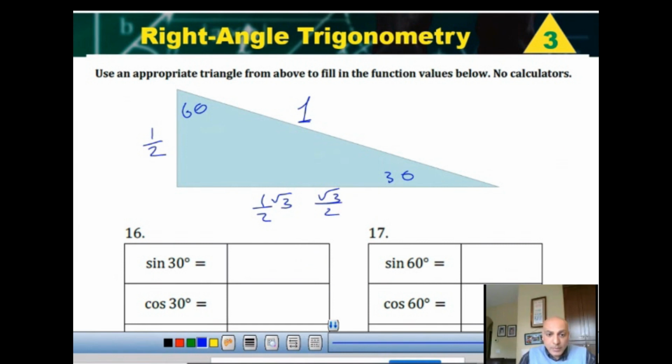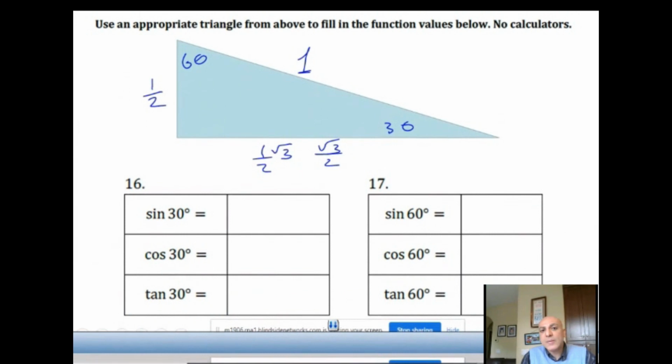How do you apply that into filling out this table down here? Well, you just have fun. So for example, sine 30. Well, here's 30. What's facing 30? What's opposite? It's 1/2. 1/2 divided by 1, because sine is opposite divided by hypotenuse. Hypotenuse is 1, which is very easy. So 1/2 divided by 1 is 1/2. Sine 30 is 1/2.